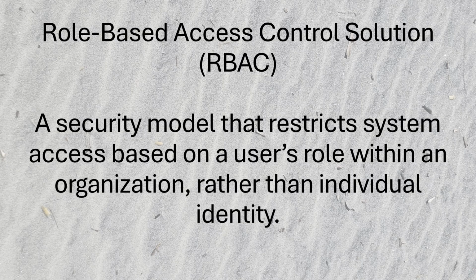Number three, permission validation: compare the role's permission set against the route's required privilege level. Number four, decision outcome: grant access if permissions match, otherwise deny. This sequence ensures that access decisions are made consistently and efficiently, protecting sensitive operations and maintaining system integrity.